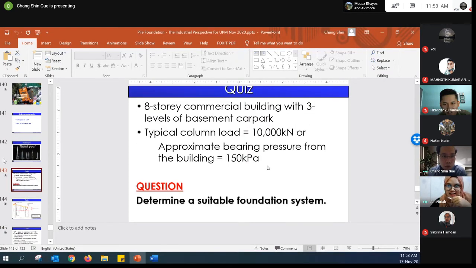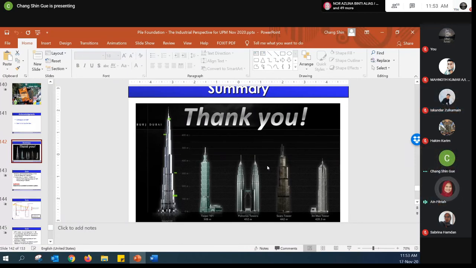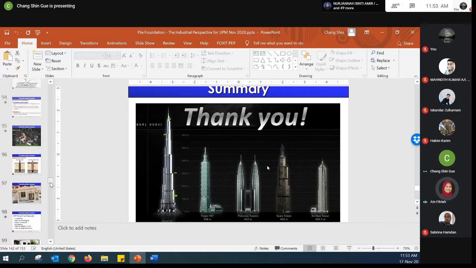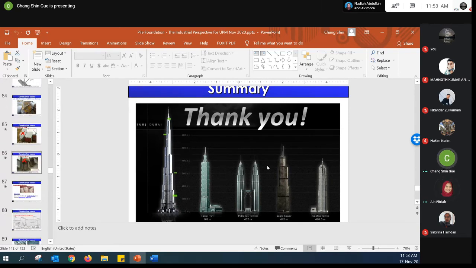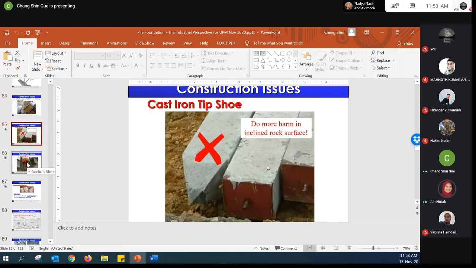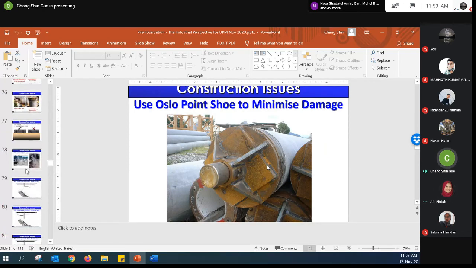Hi, Dr. Gwen. I have some questions I want to ask. Sure. First, why in the square pile is there a single bar at the center? Is that counted in the design or just for handling purposes? Is it from one of my slides? Yes. Are you referring to this one? I'm not sure which one you are referring to.